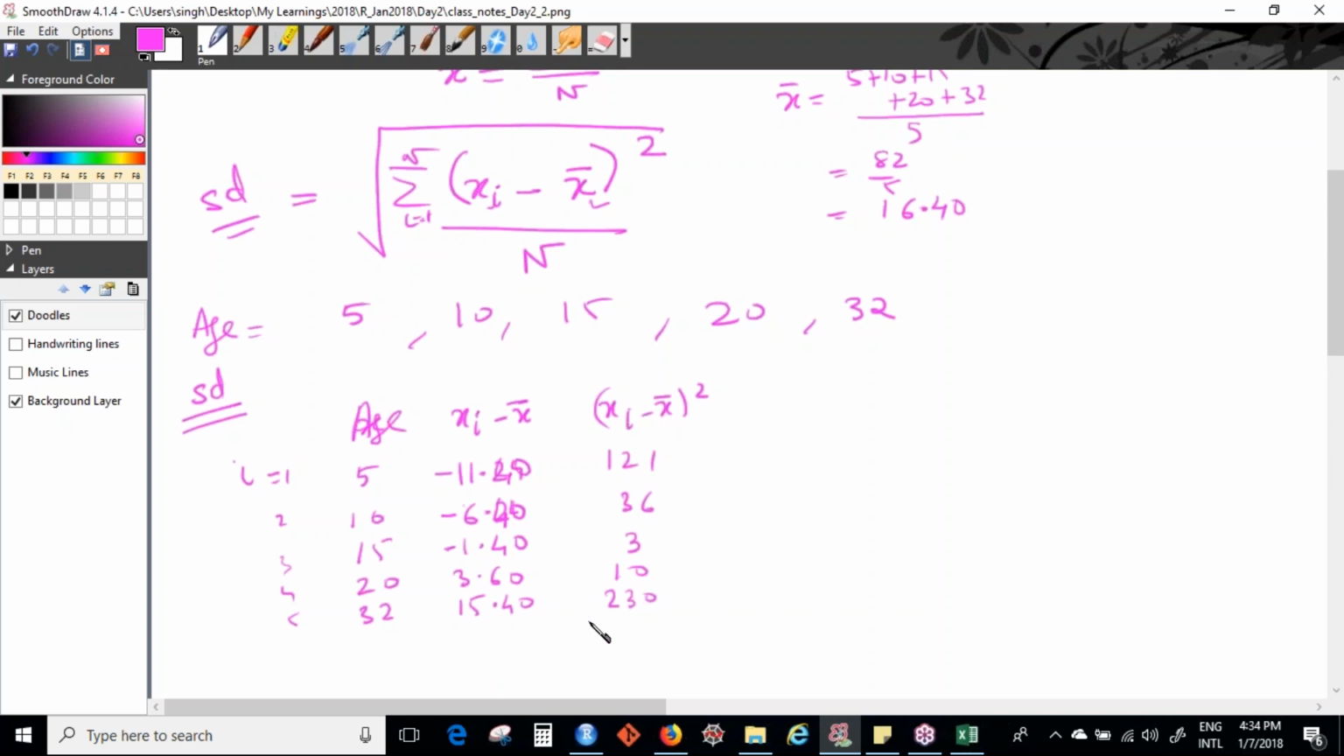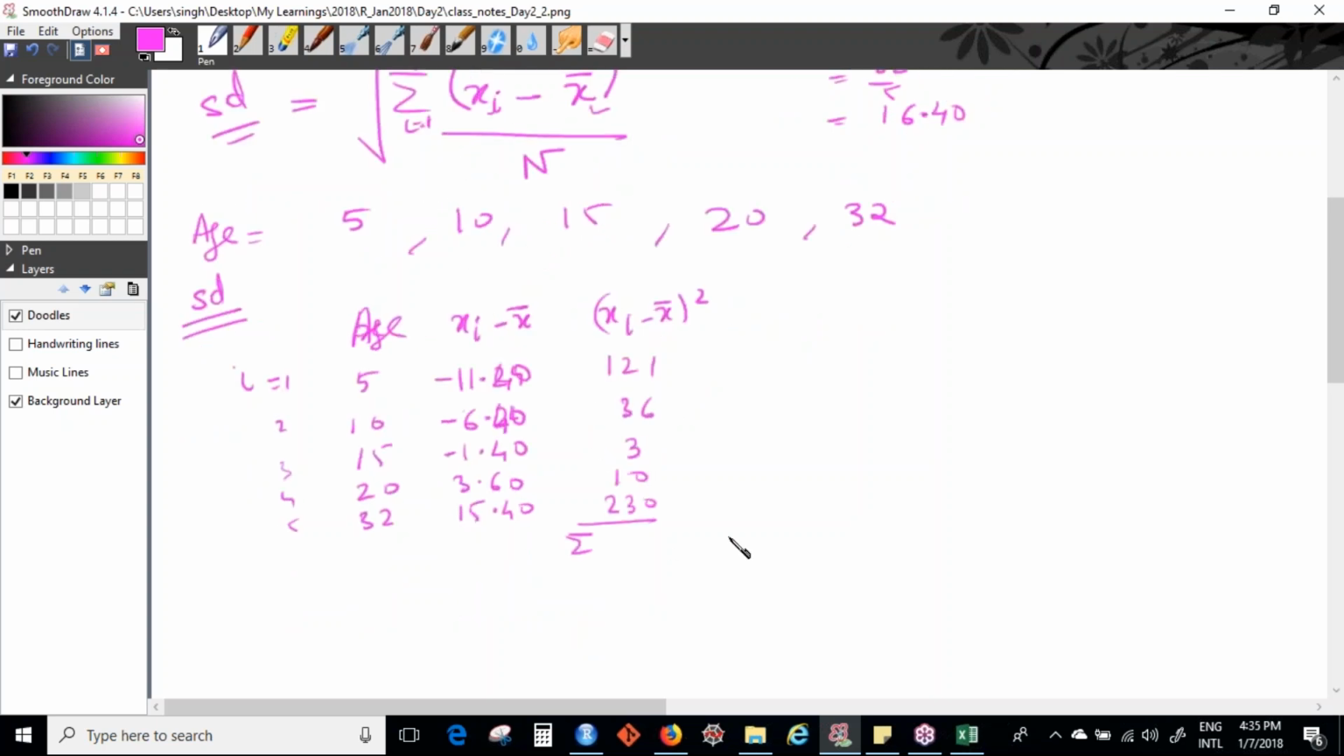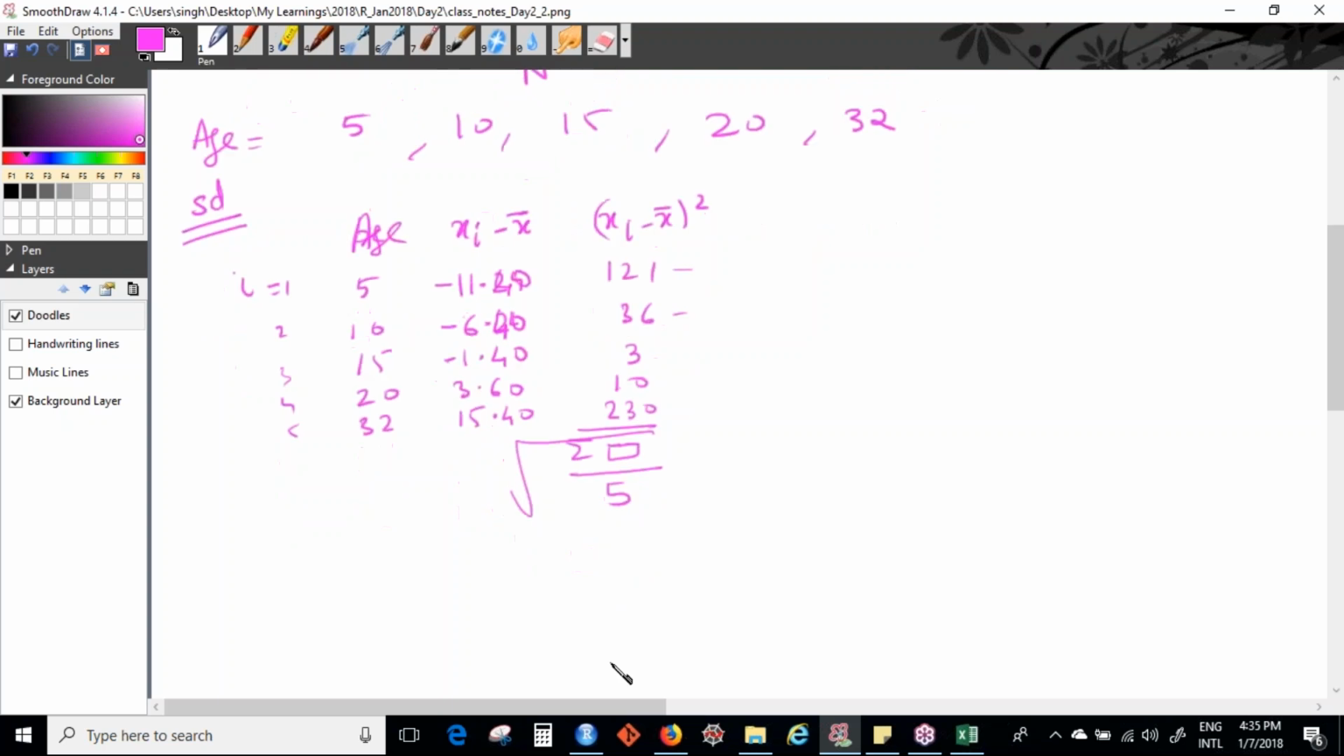Now what you have to do, you have to take the sum of all of this. That's what I have done, right? First you have to calculate this. If you jumble the order, you will get a totally different answer. Now you have to take the sum. Okay. So now if you take the sum of all of this, you will get some number. Now that number you will divide by 5 and finally take the square root. Okay. So that's what you will have to do.